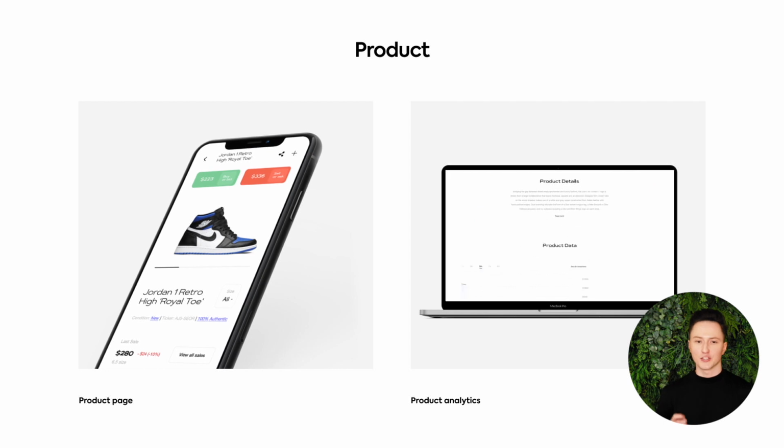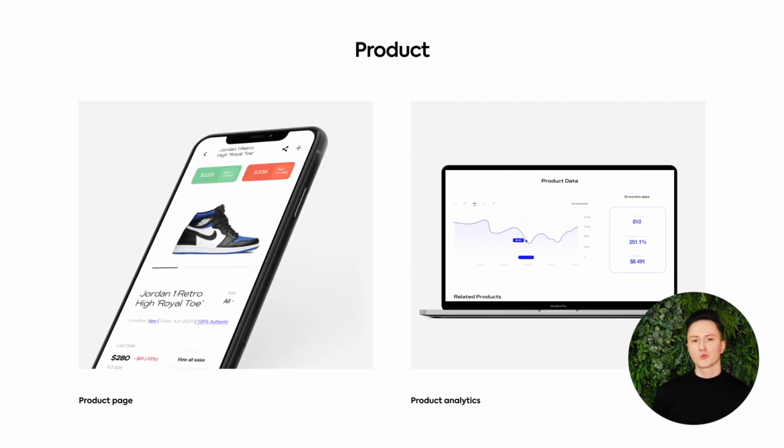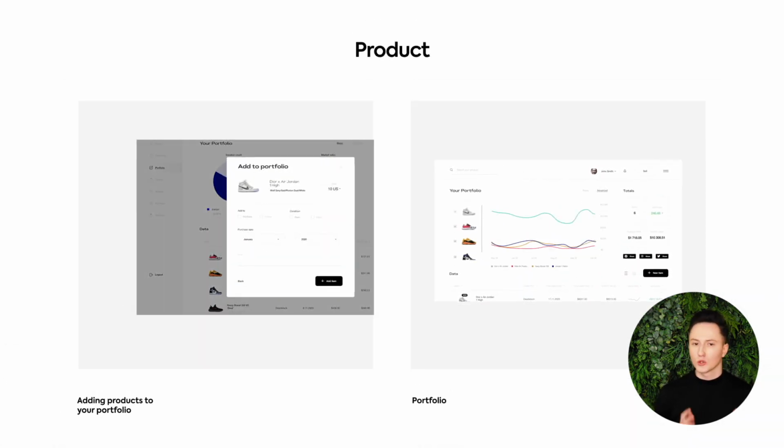The next thing that is very important to include is a mock-up or prototype of the product. Investors want to see your product and how it works, but be careful not to go into too much detail about this, as you don't have much time.